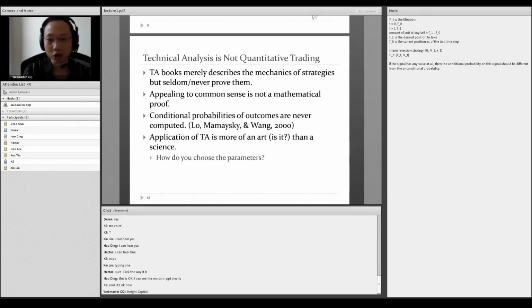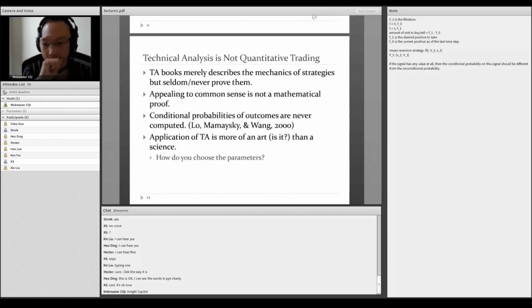Now, another problem with technical analysis is that the application of a technical indicator is more of an art than a science. Different people who use the same strategy, let's say moving average crossover, could generate different trading signals, right? The reason is, first of all, many of the technical indicators are not very well defined. If you look at a book, many of the terminologies in technical analysis are not well defined.